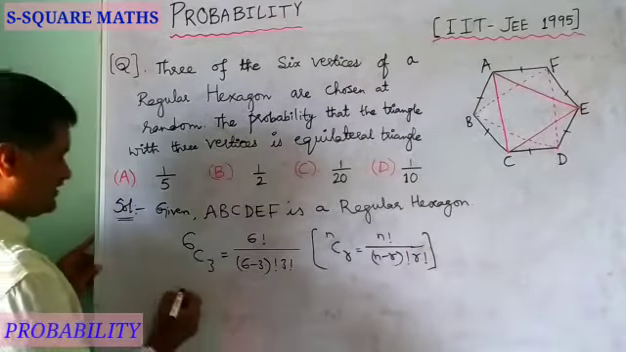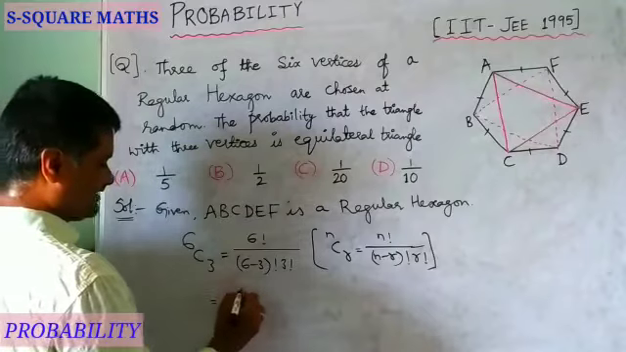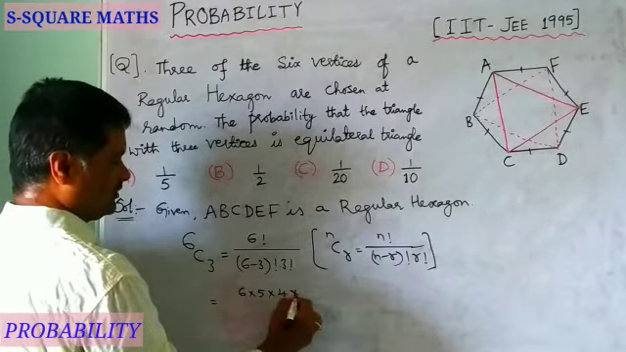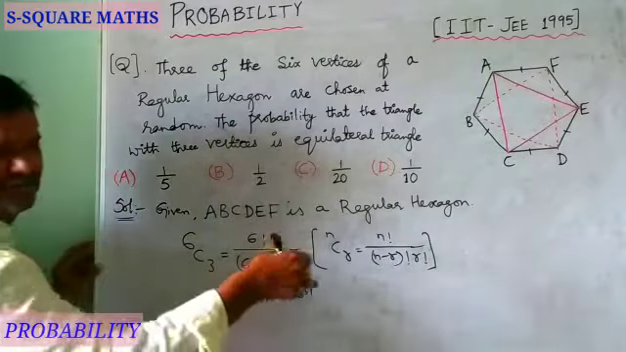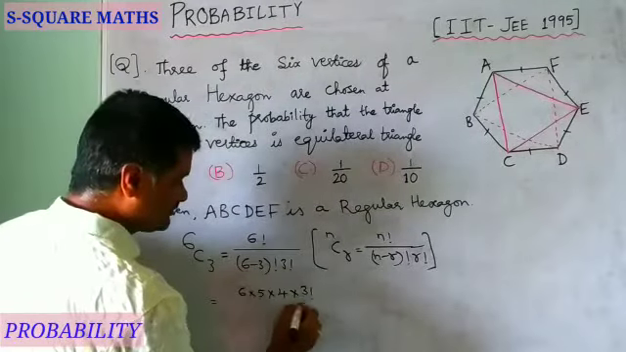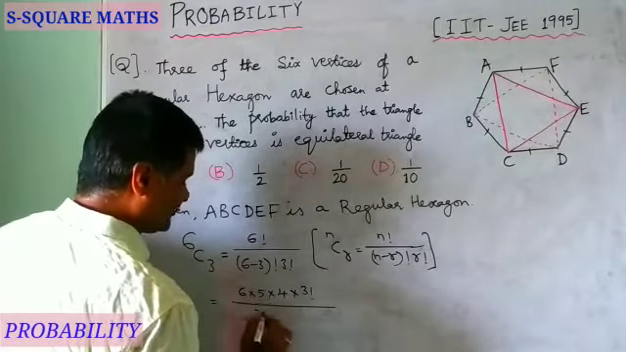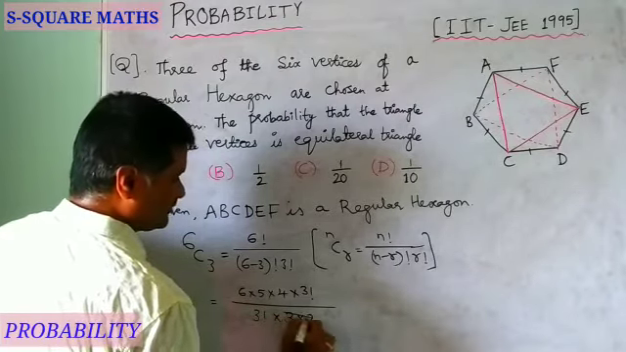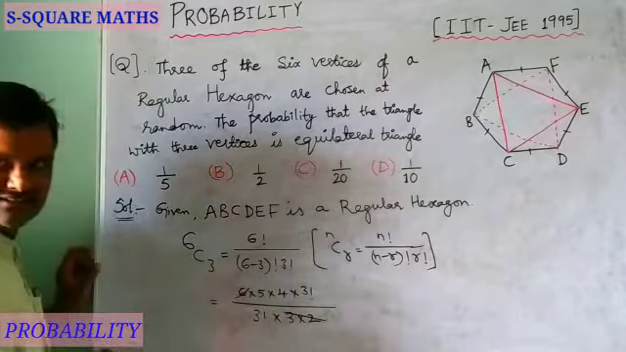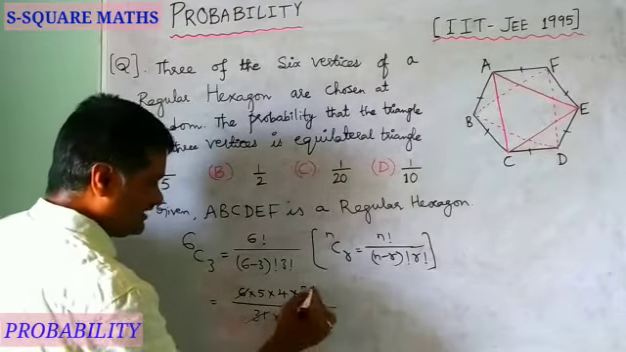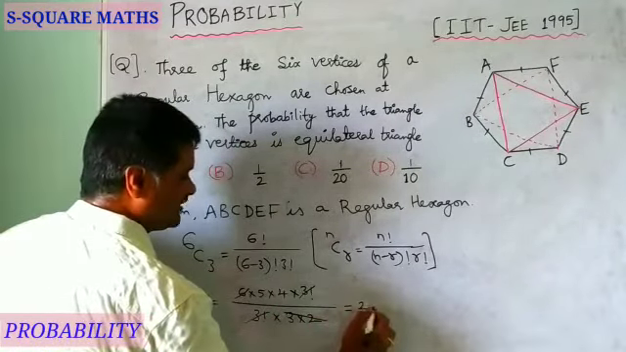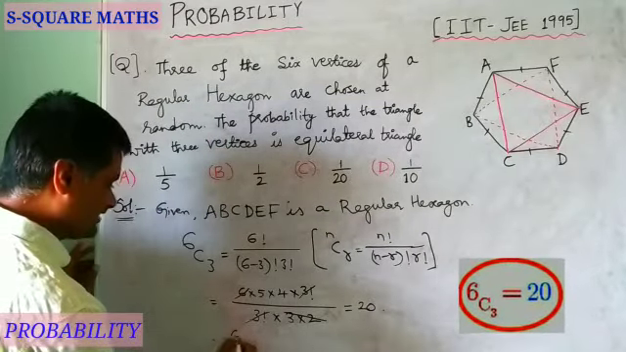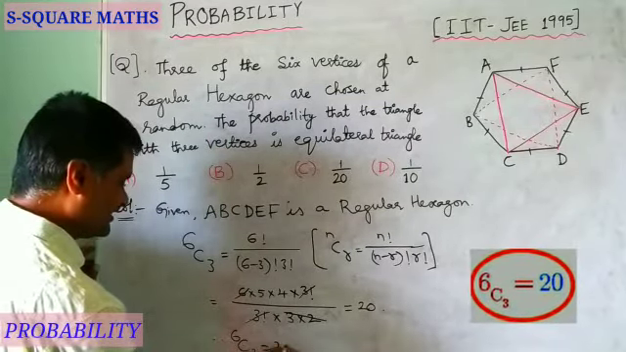Now the 6C3 value is nothing but 6 into 5 into 4 into 3 factorial, divided by 3 factorial into 3 into 2. So 3 into 2, 6, gets cancelled, and 3 factorial and 3 factorial cancel. So 5 into 4 is 20. Therefore the 6C3 value is 20.